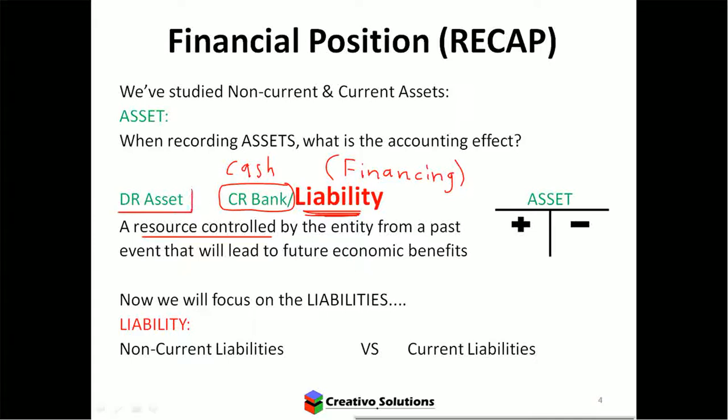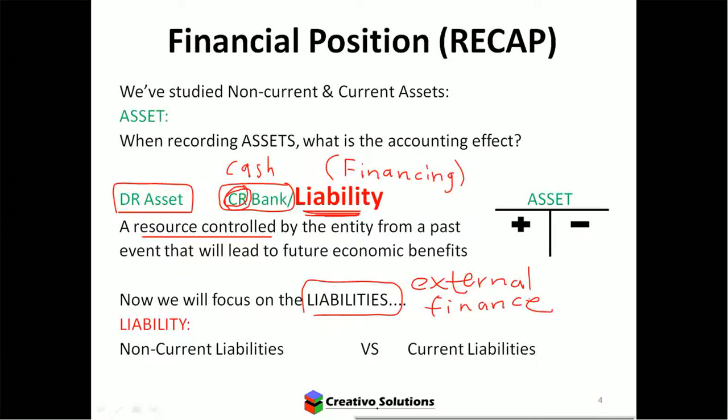Notice the asset is the asset. The credit is either for bank or for a liability. So when looking at the credit, it could be for either or. It depends on how you're financing the asset. Am I using cash or am I using credit? We're going to be focusing on the liabilities, meaning external finance. Outside the business. That's what we're looking at.